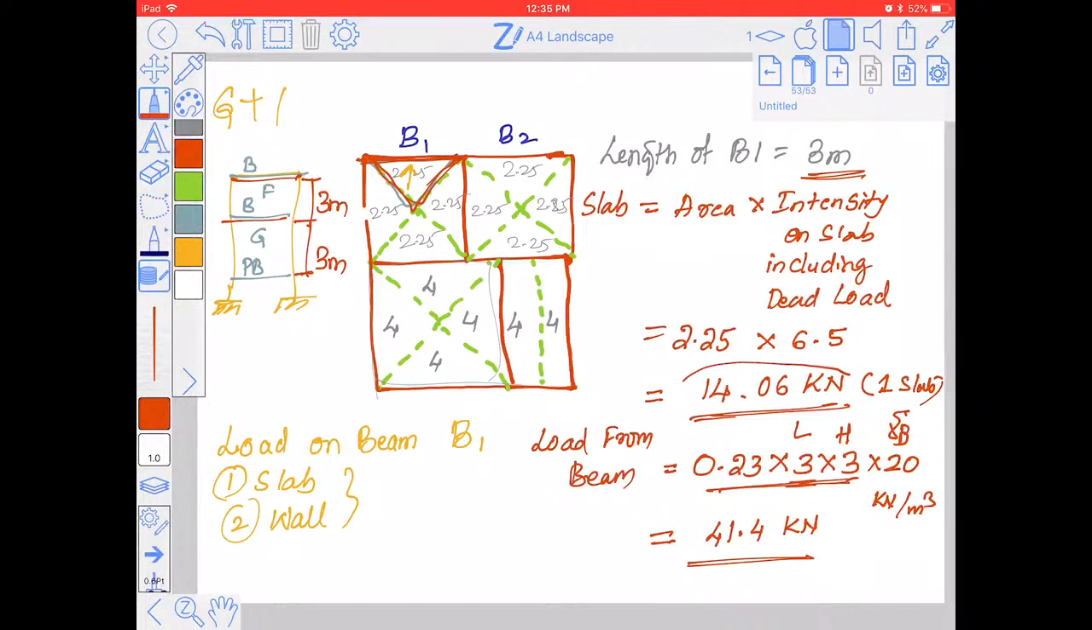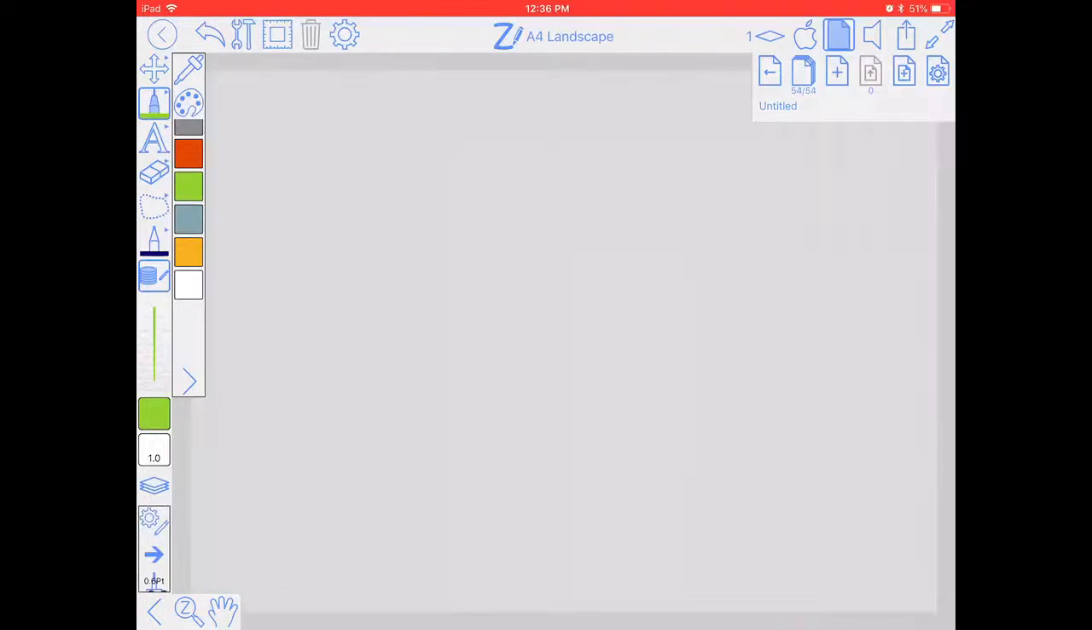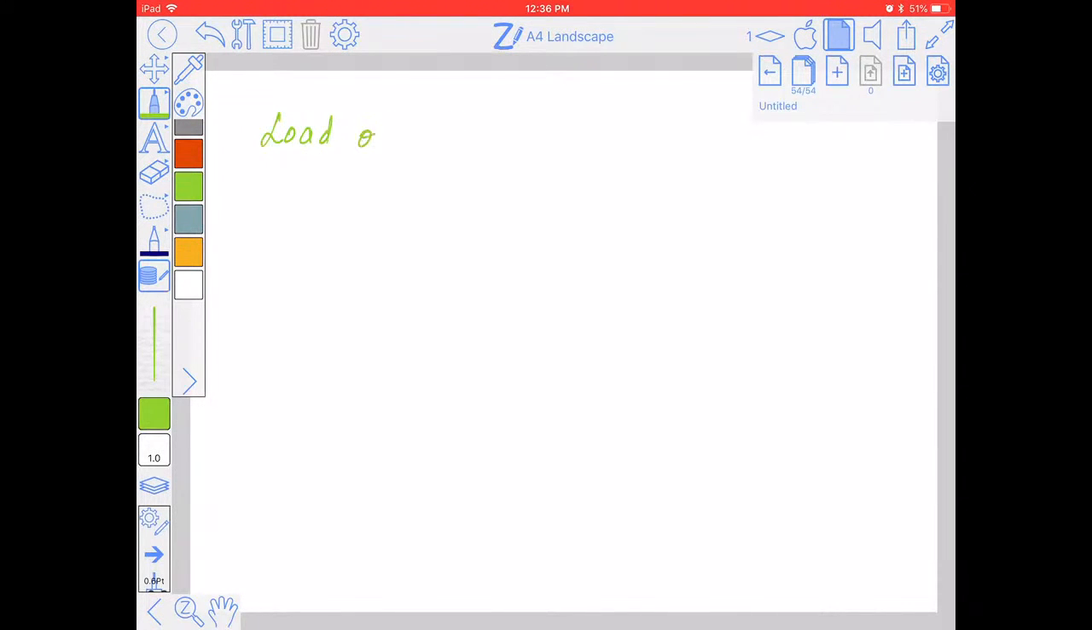The load due to slab is 14.06, and load due to wall. Okay, wall is equal to how much? 41.4. Okay, together how much it will be? Okay, this is the load on beam B1. It is equal to how much?